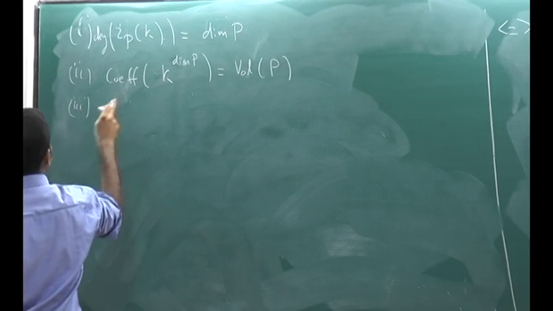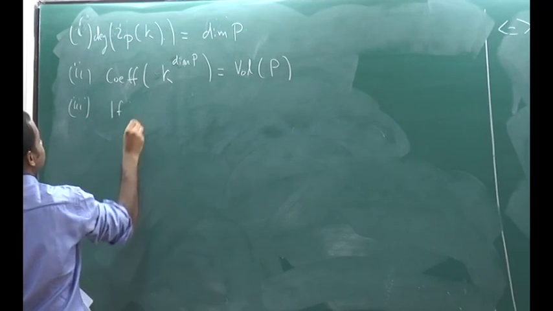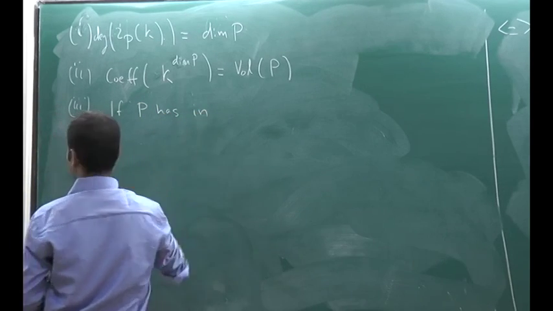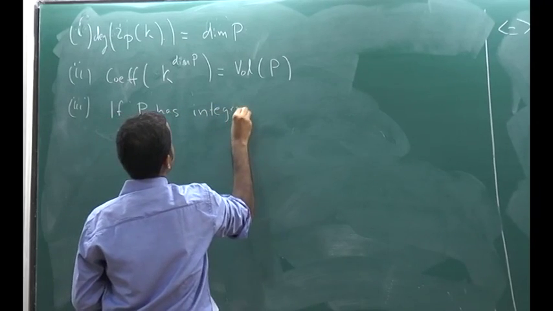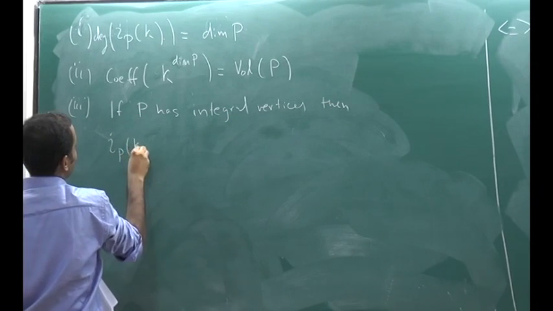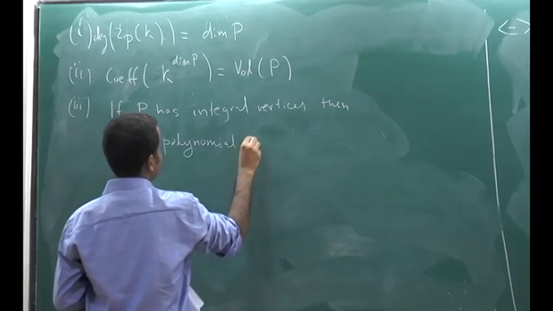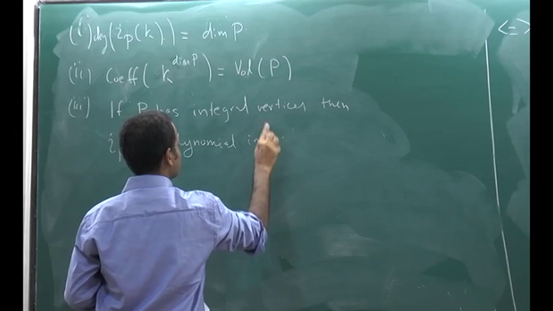Third, this you can actually see without going anything deep. Okay, I think any other observation? This delta n is not a quasi polynomial, it is a polynomial. So if p has integral vertices, the vertices inside Z n instead of Q n, then I p of k is a polynomial in k.